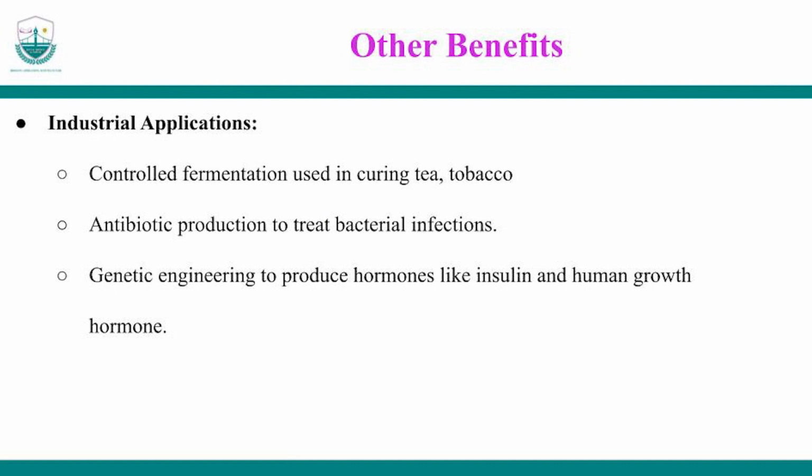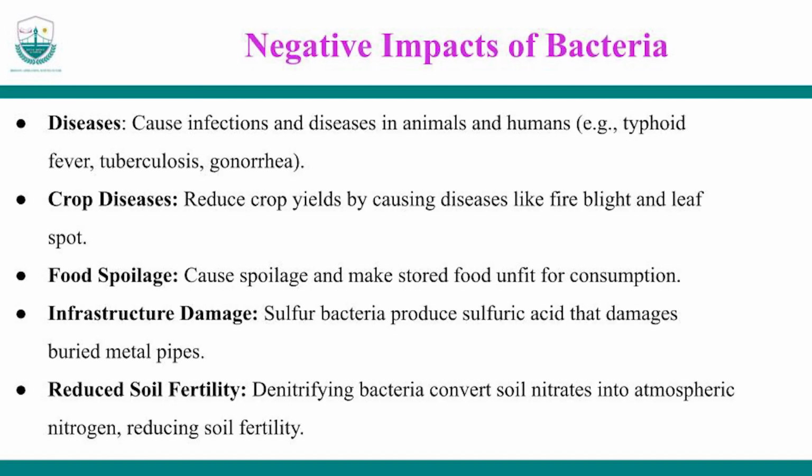The autotrophic bacteria are very important in producing nitrogen. Producing oxygen. And then, of course, bacteria also have a number of negative impacts. They can cause diseases to humans and also crops and animals, and can cause food spoilage. And then the sulfur bacteria can produce sulfuric acid that damages metal pipes.